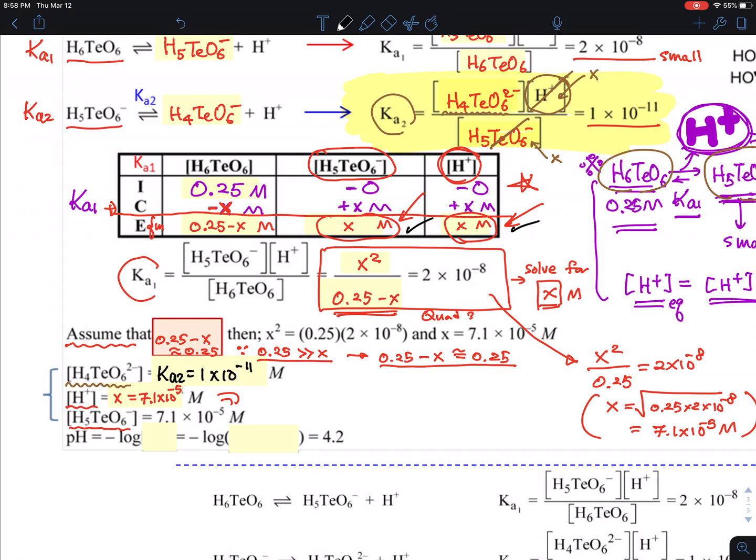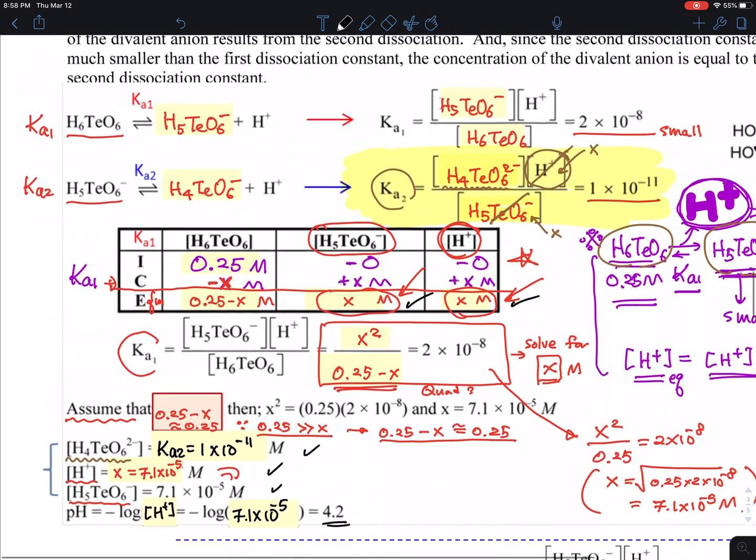Okay, so I answered those questions regarding the concentration. And finally, what is your pH? pH is minus log H+. So that's 7.1 times 10 to the minus 5, and the value is 4.2 pH.